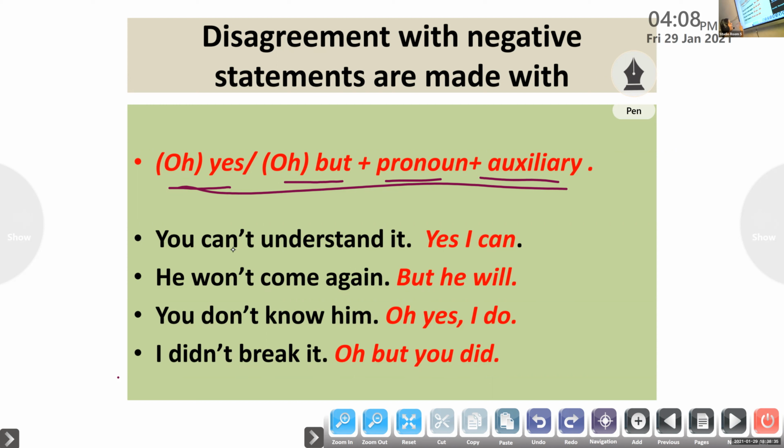He won't come again. I have told you, you can use but he will. Disagreement, but he will. You don't know him. Oh, yes, I do know him, right? I didn't break it. Oh, but you did. These are the examples for disagreement with the negative statement.